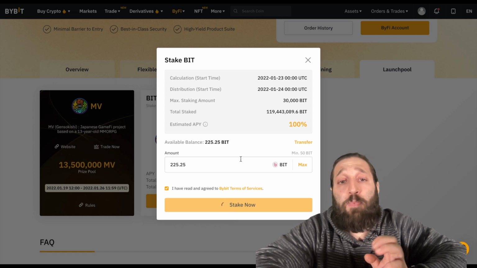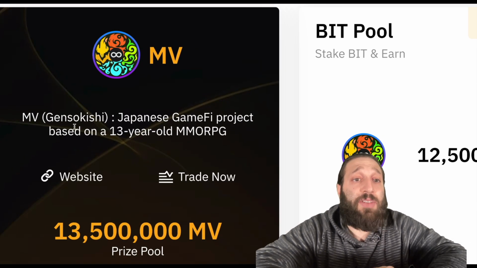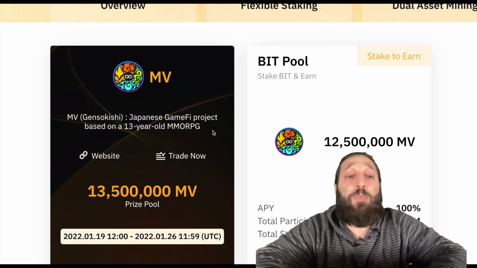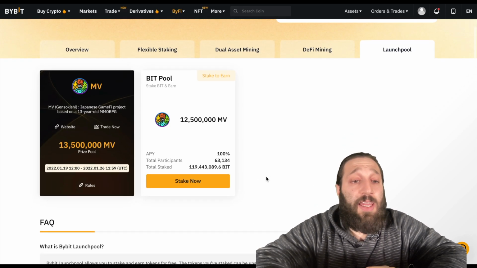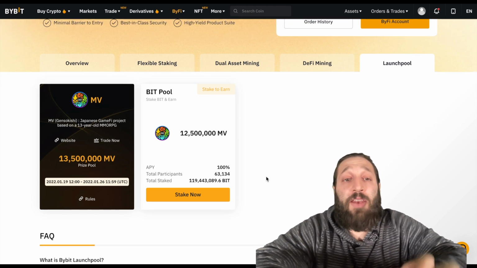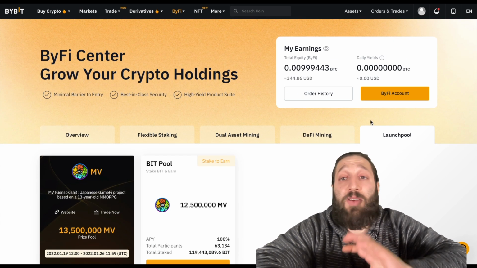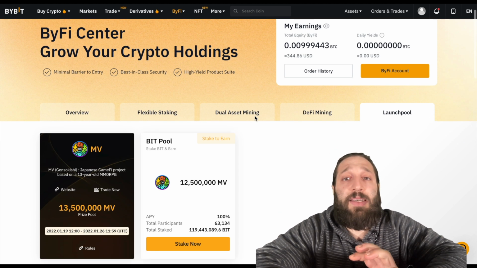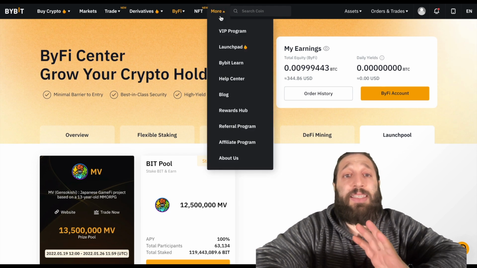So I just staked BIT, and now I'll earn MV. So you can see right here, Genso Kishi, Japanese GameFi project. Sorry for mispronouncing that. Based on a 13-year-old MMO RPG game. So I'll earn some of that by just staking, and they've done extremely well. So you actually allocate BIT after, and then you get some of the tokens, and you can sell them on spot, or just hold them, or even stake them and use them in their own ecosystem. So as easy as that. Now you see right here, I am staking and I am earning, and it's just as simple as that.